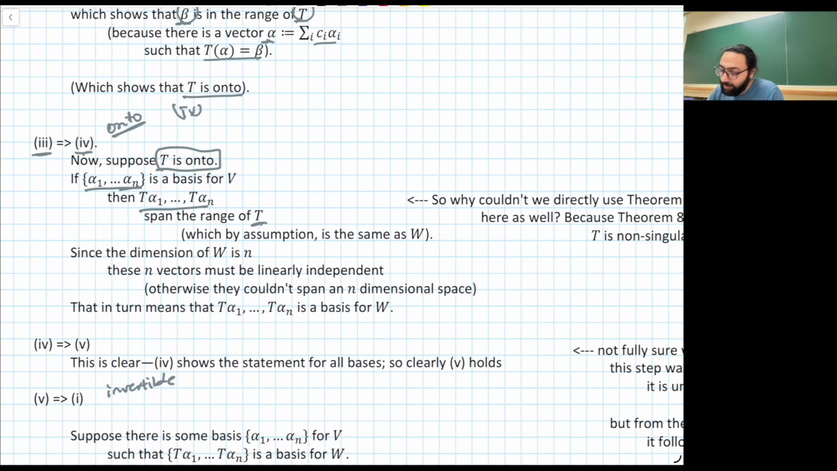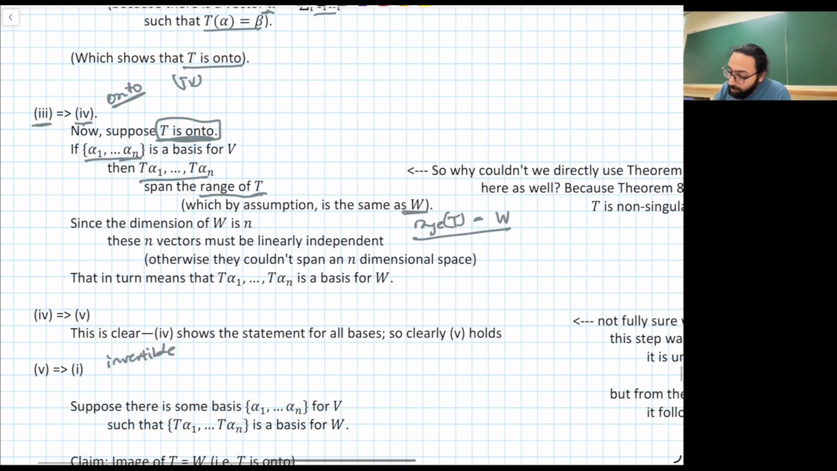Okay, so T alpha 1 to T alpha n, they obviously span the range, but we want to show that the range of T is the same as W. I've written which by assumption is the same as W. Oh, right, because of the onto property. So that's the assumption, right? By the onto property, we know that this also matches W. So this is fine. Now, since the dimension of W is n, we already know this. These n vectors must be linearly independent.